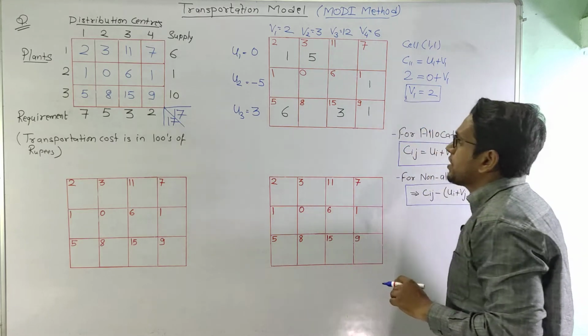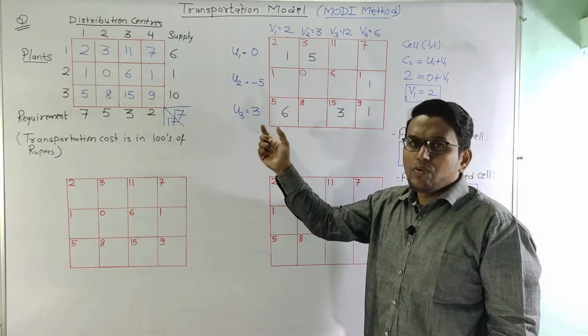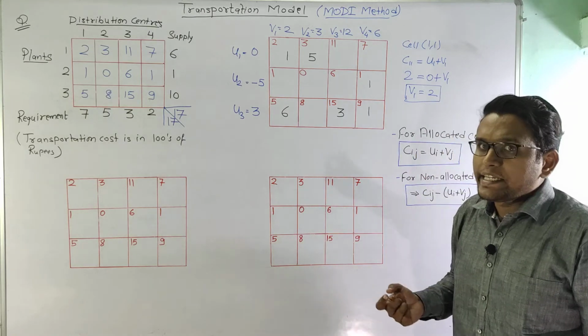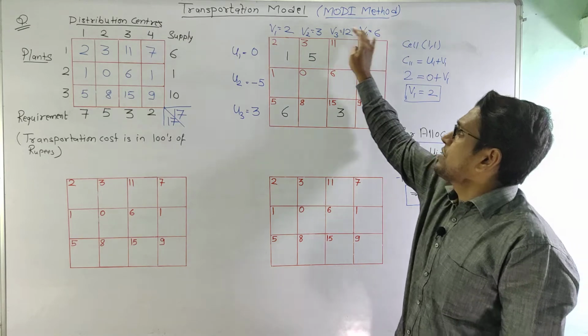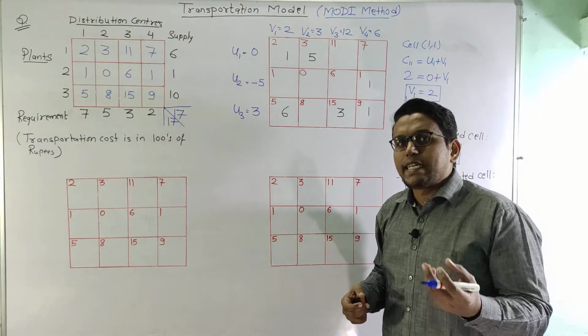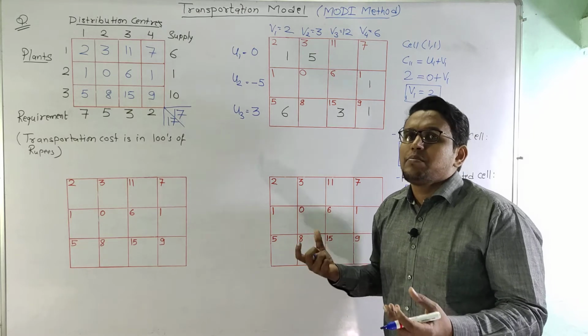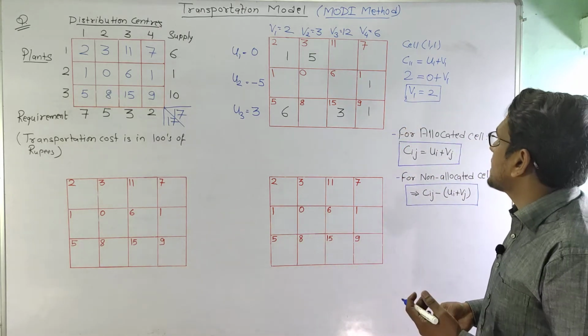Here we can see that all the variables u and v can take any value, positive or negative. There is no restriction on the values of u's and v's. That means u can take any positive or negative value, and similarly v can also take any positive or negative value.